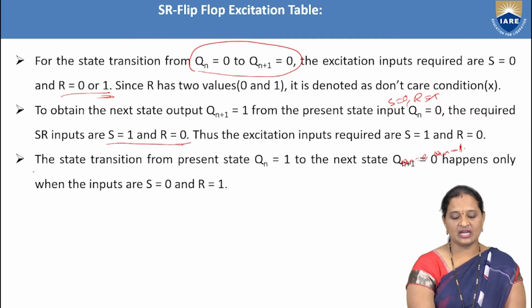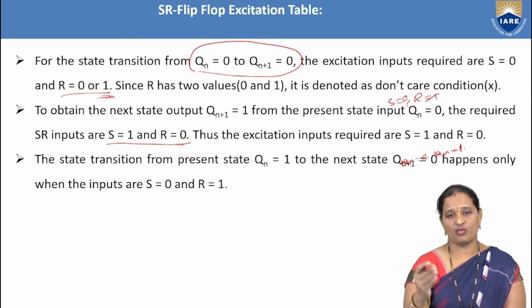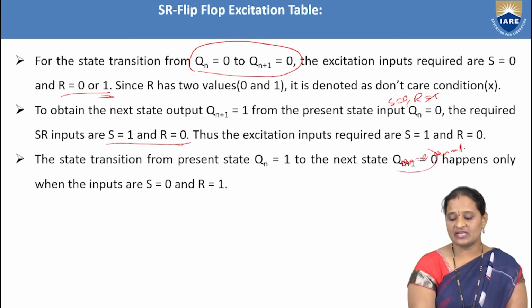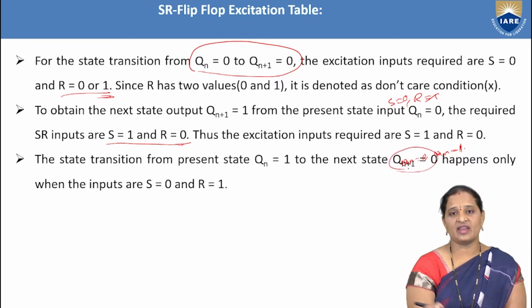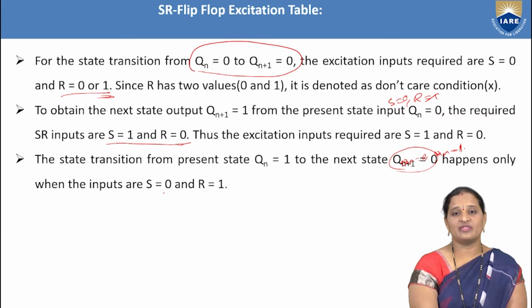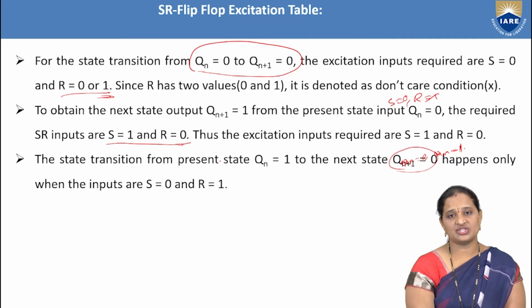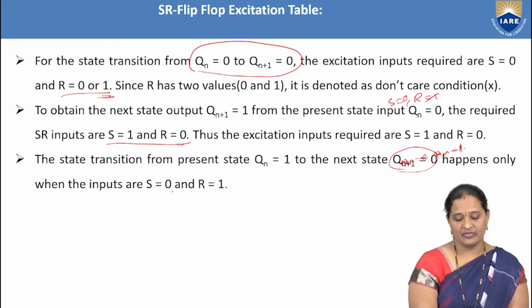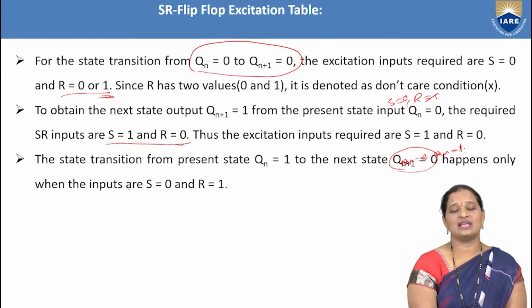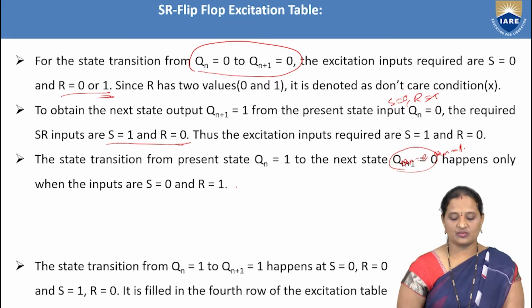Next, coming to the third condition, when we need a transition from 1 to 0, that means the present state is 1 and I want to go to the next state 0, what I am doing is resetting the flip-flop. Resetting can be done when the R input is equal to 1. Hence, the inputs that must be given for a transition from 1 to 0 are S equals 0 and R equals 1.